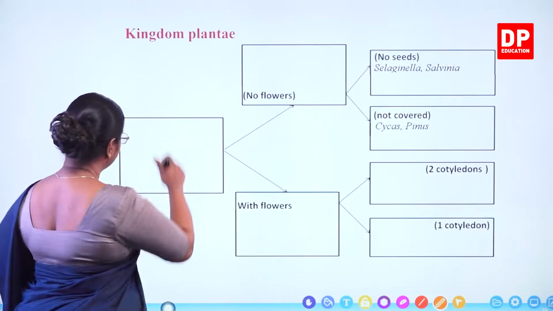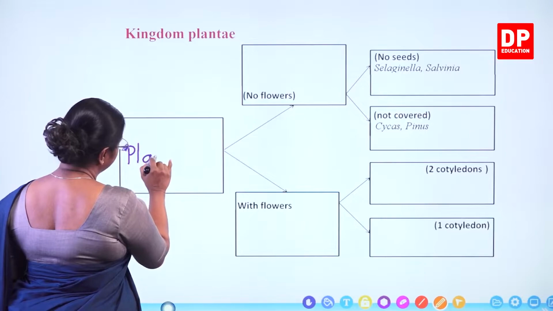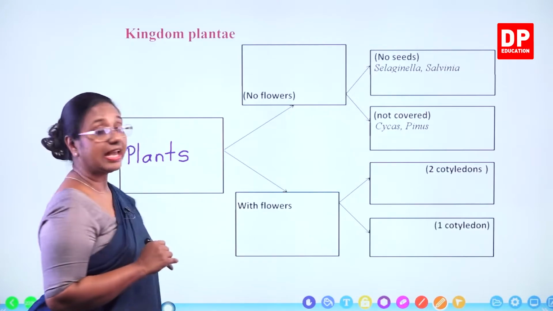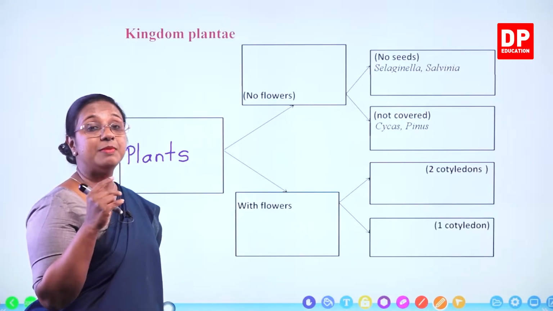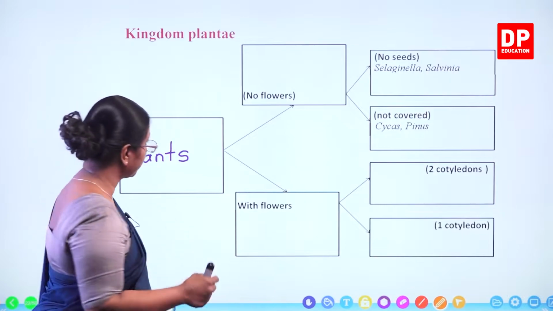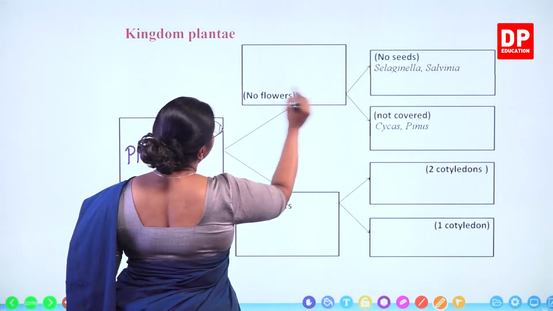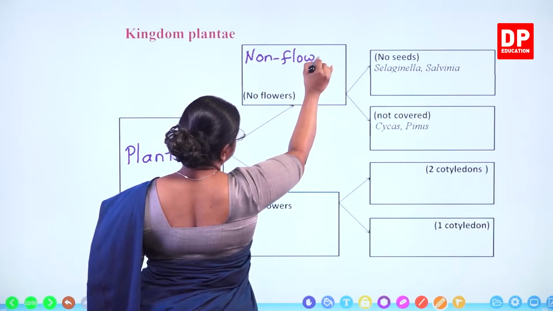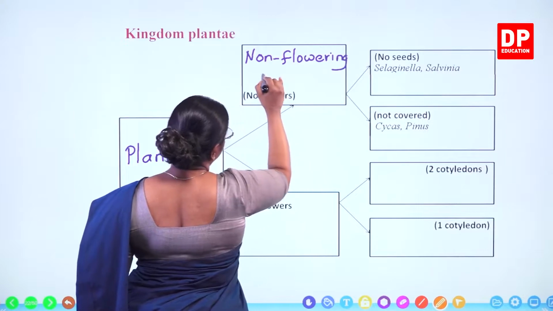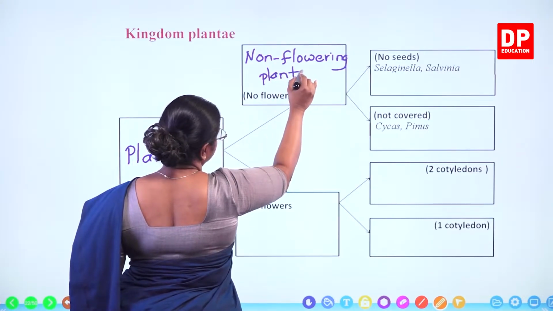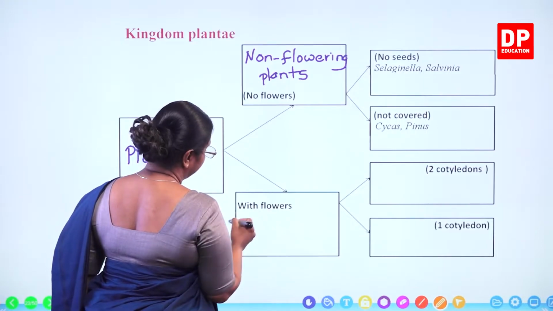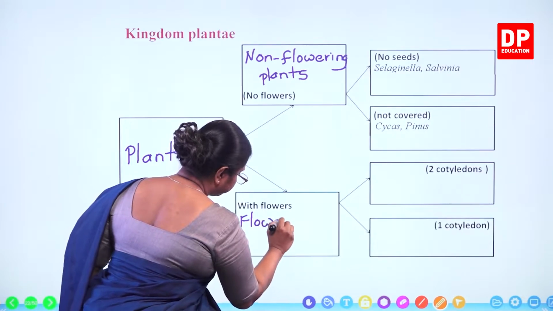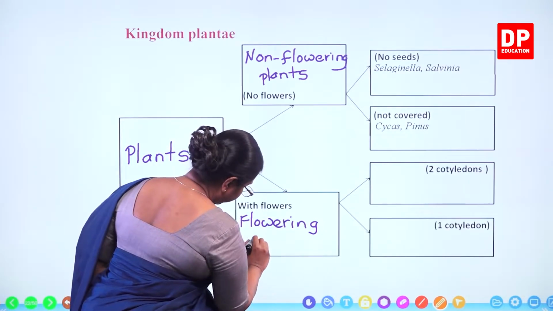So under Kingdom Plantae, all the organisms, they are plants, mainly green plants. And green plants or plants, they can be divided into 2 main types based on whether they can produce flowers or not. So what do we have here? No flowers means it has to be non-flowering plants. Non-flowering plants. Then we have the other type with flowers, that is flowering plants. Flowering plants.